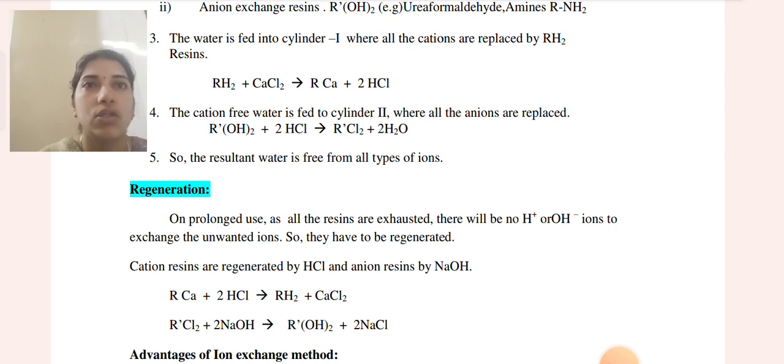The process is: the hard water first passes through the cation exchanger column, which absorbs all the cations like calcium, magnesium, sodium, potassium, etc. present in the hard water. RH2 plus CaCl2 gives RCa plus 2HCl. This cation-free water is then passed through the anion exchanger column, which absorbs all the anions like chloride, sulfate and bicarbonate present in the water. That is ROH2 plus 2HCl gives RCl2 plus 2H2O.